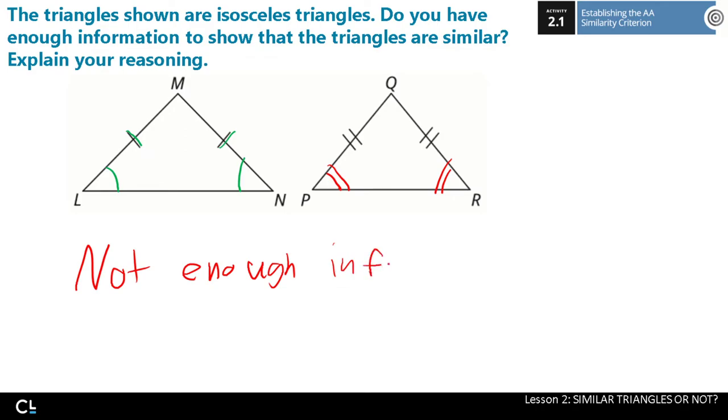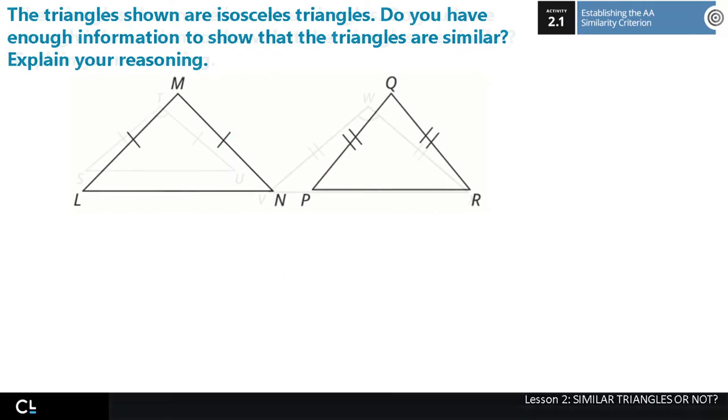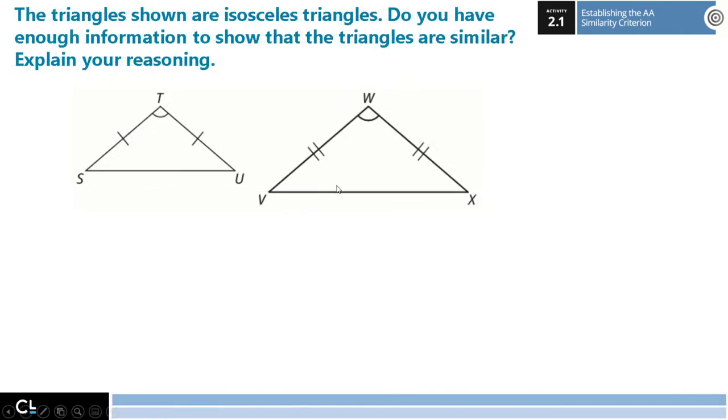We can't say for sure if these are similar or not. My guess, guys, they kind of look a little different to me. But once again, I also can't prove that without measuring things or finding it out myself. But now we have almost a similar situation. Once again, it says the triangles shown are isosceles triangles. Do you have enough information to show that the triangles are similar?